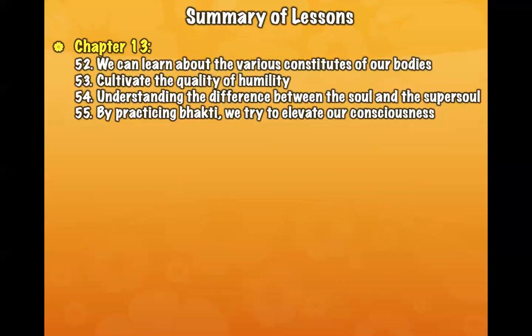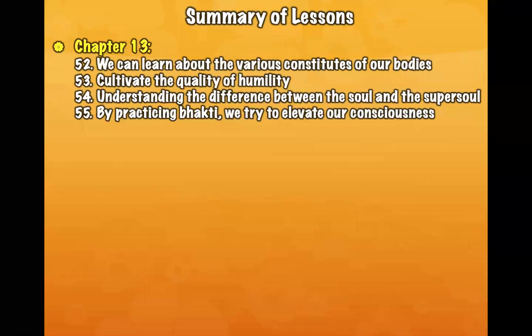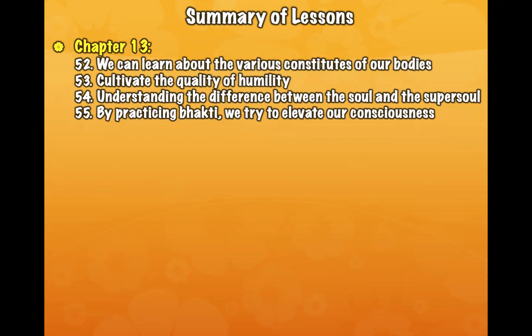There are 4 themes in this chapter. The first theme is Krishna explaining the different constitutional parts of our body. It is very important to understand this, because if we can understand a little bit about how our body works, then we may have a little advantage in trying to control our senses and our mind.